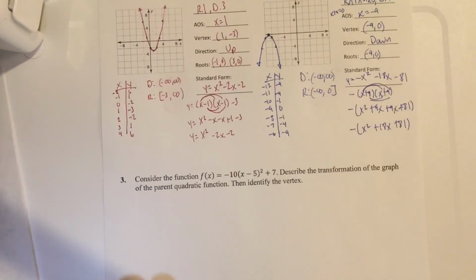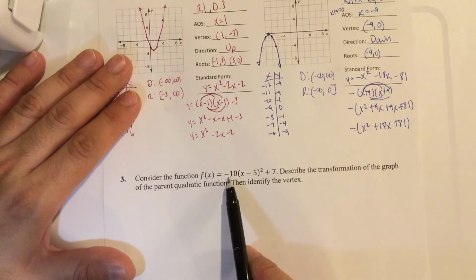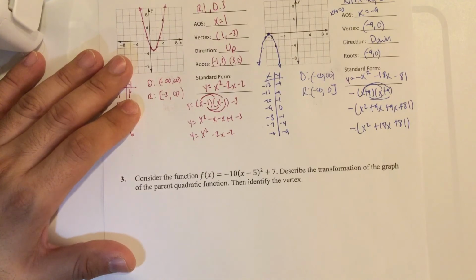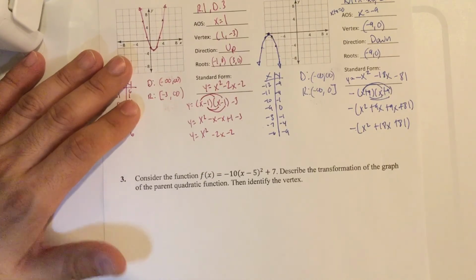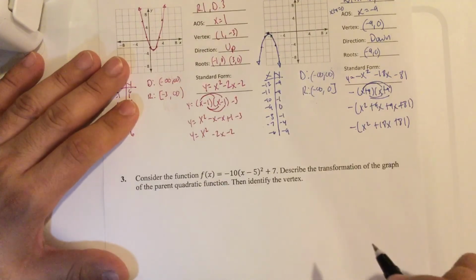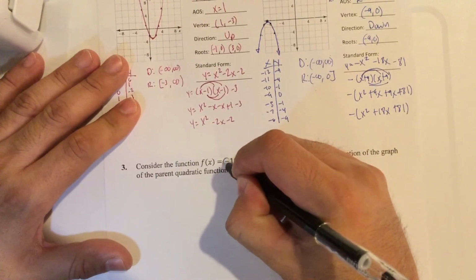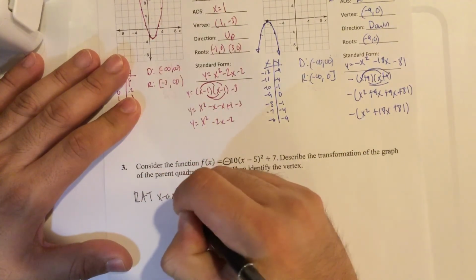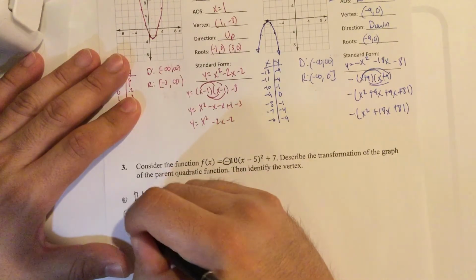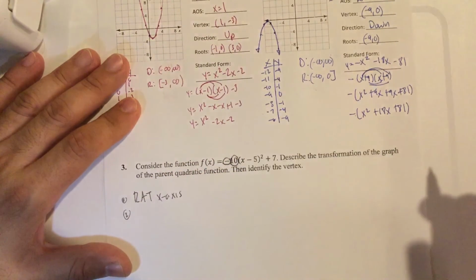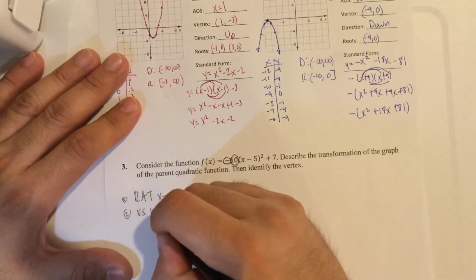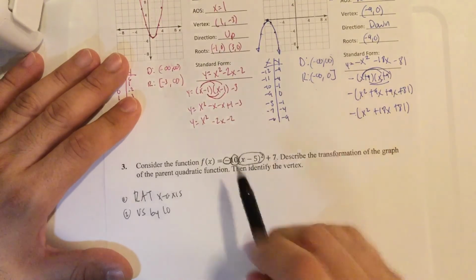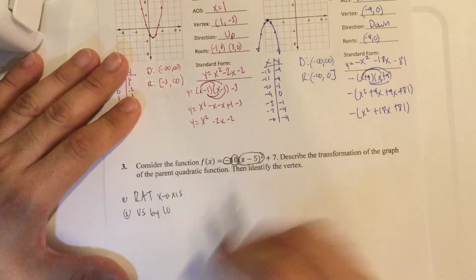Now we're down to this last question here. It says, consider this function right here, negative 10, parentheses, x minus 5 squared plus 7. Describe the transformation of the graph of the parent quadratic function, then identify the vertex. So it's asking us to identify the transformations. So this first is this negative sign right here. That negative sign reflects it across the x-axis. So that's number one. Number two, we have this value of 10. That value of 10 is greater than 1, so that is a vertical stretch by 10. This x minus 5 in the parentheses, it's going to be the opposite of what we see, so it's actually going to the right 5 units.